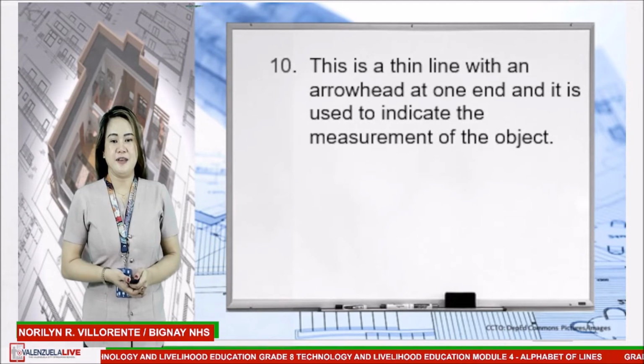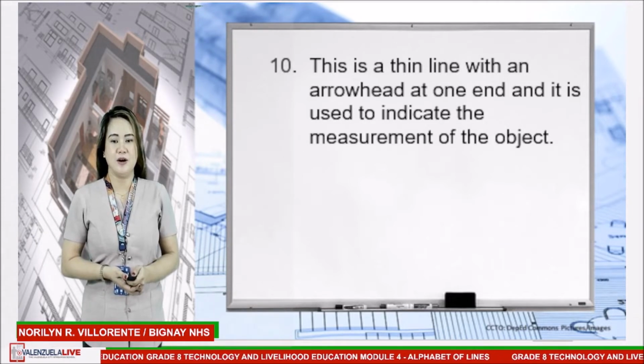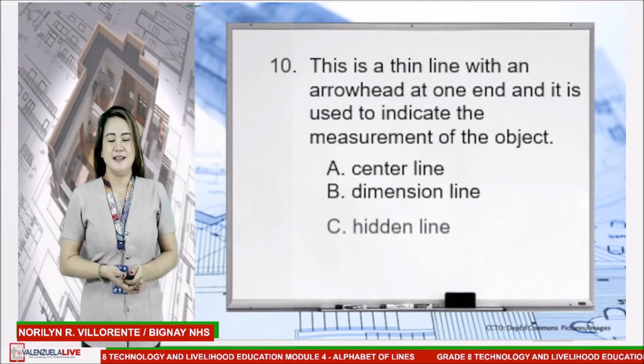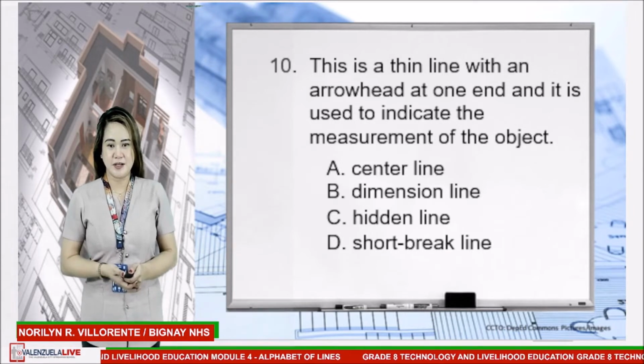This is a thin line with an arrowhead at one end and it is used to indicate the measurement of the object. A. Center line. B. Dimension line. C. Hidden line. D. Short break line. Your timer starts now.